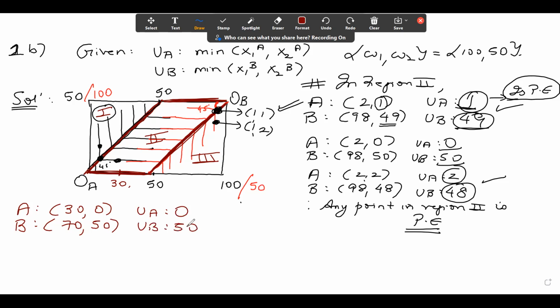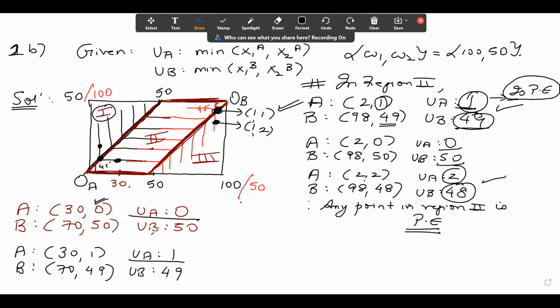Try to make one of the parties better off. Suppose I try to make A better off. A needs 1 unit here to become better off. Suppose B gives that 1 unit to A. What is the utility A gets now? 1. What is the utility B gets? 49. Compare both. A has become better off by making B worse.